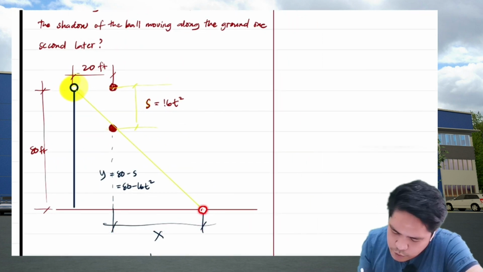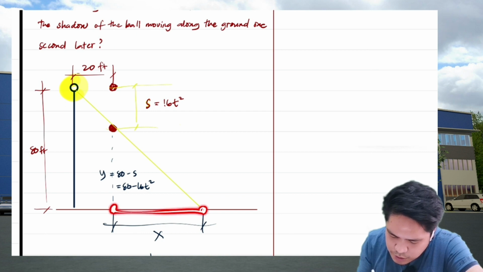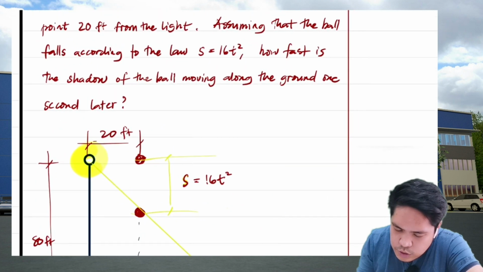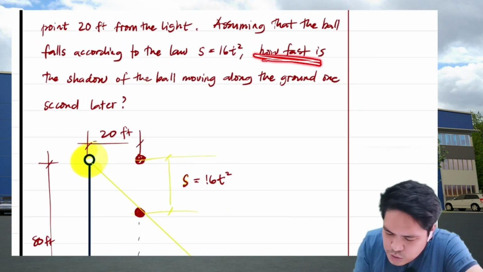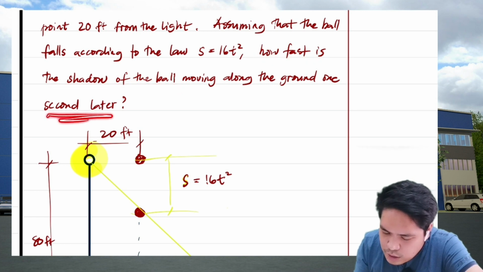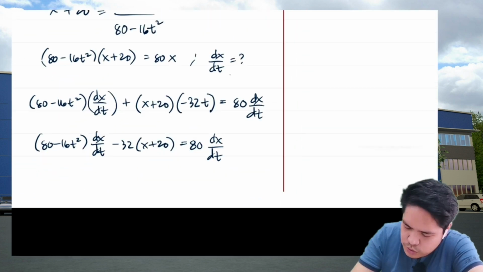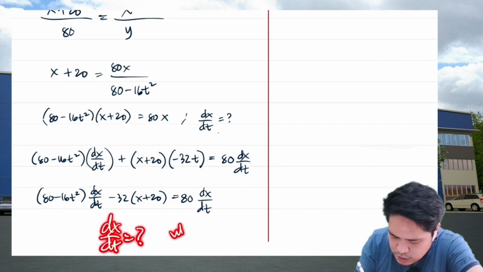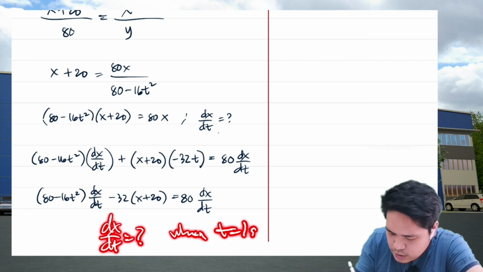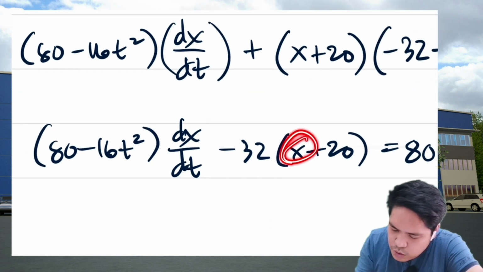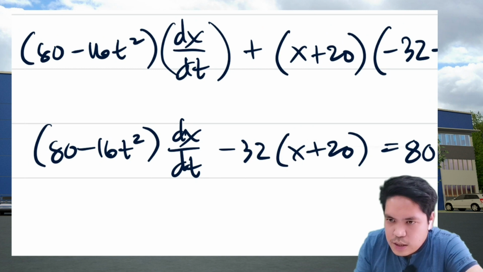No, from this point it will end up at this point lang. So ito yung movement niya ng shadow. So what would be, how fast would that change or that movement be along the ground 1 second later? So yung hinahanap natin is dx over dt when t is 1 second. So we can substitute 1 here, pero we still need to get the value of x at that condition.